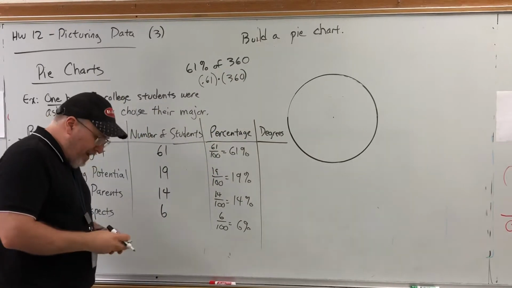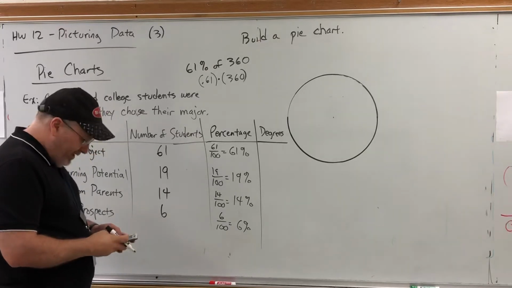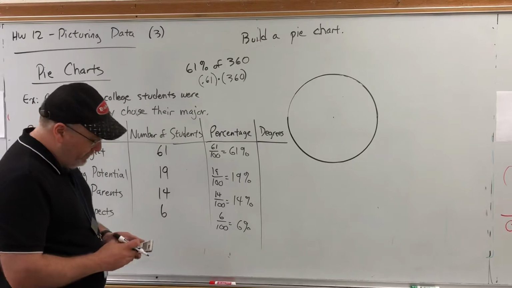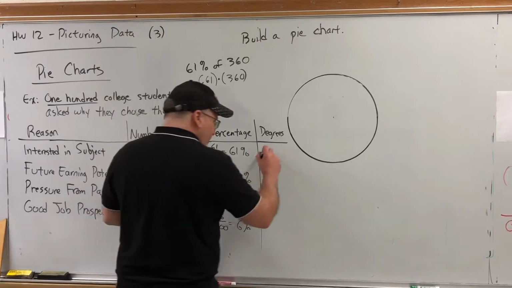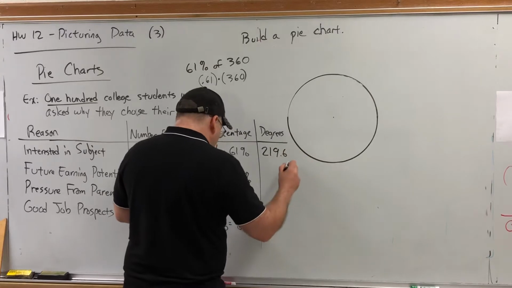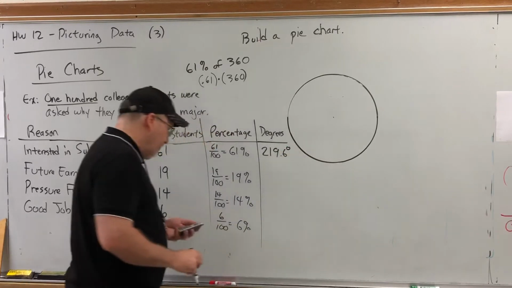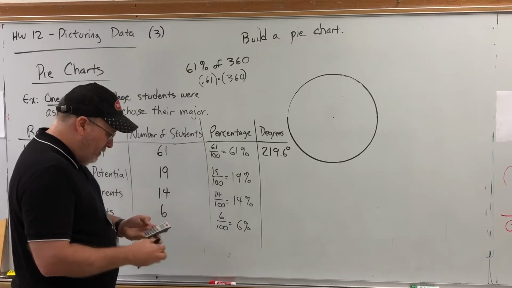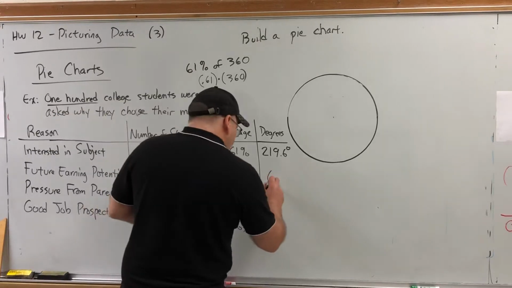So I'm not going to use the box gimmick that I showed you. And in the future, I probably won't ever show that gimmick again. Not really sure why I did. It's not that it's wrong, it's just that it's not efficient. So 219.6 degrees. And then if we do 19% of 360, we get 68.4 degrees.